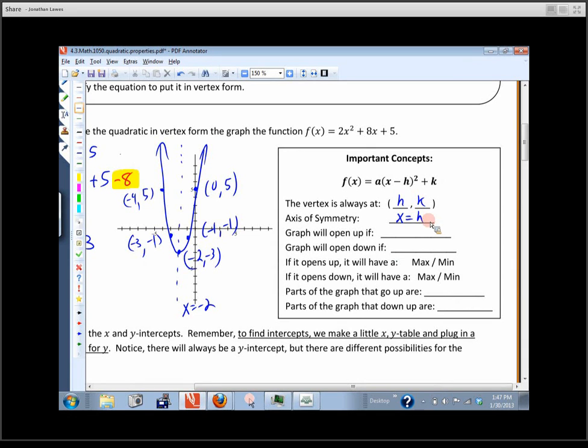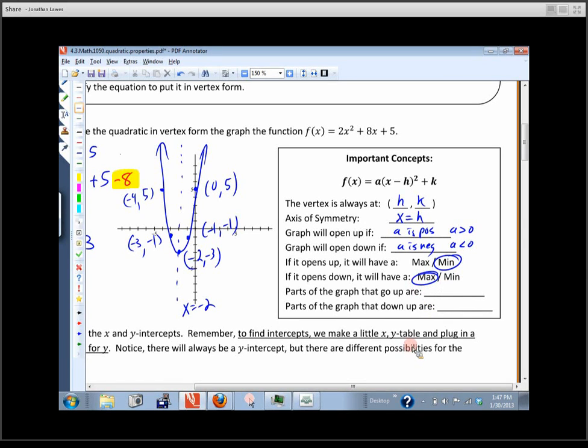The graph will open up if a is positive. Mathematically, we'd say it like this: if a is greater than 0, it'll open down if a is negative. I like that description, but technically that would be when a is negative. If it opens up, it will have a... Seems a little bit weird, a little counterintuitive, but if it opens up, it has a bottom. So it has a minimum. And if it opens down, then it'll have a maximum.